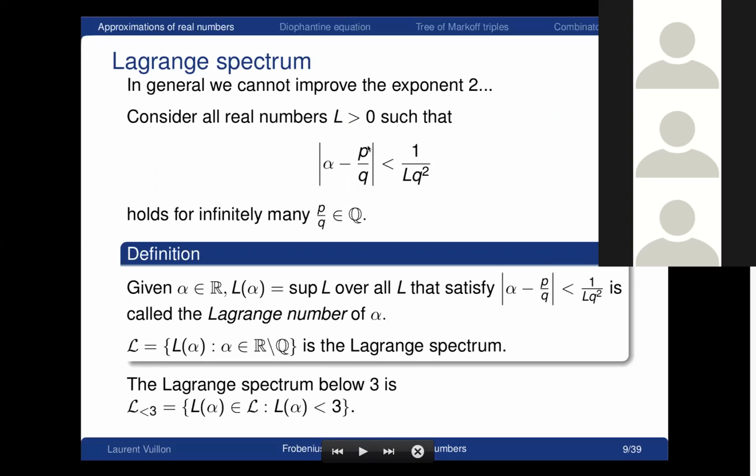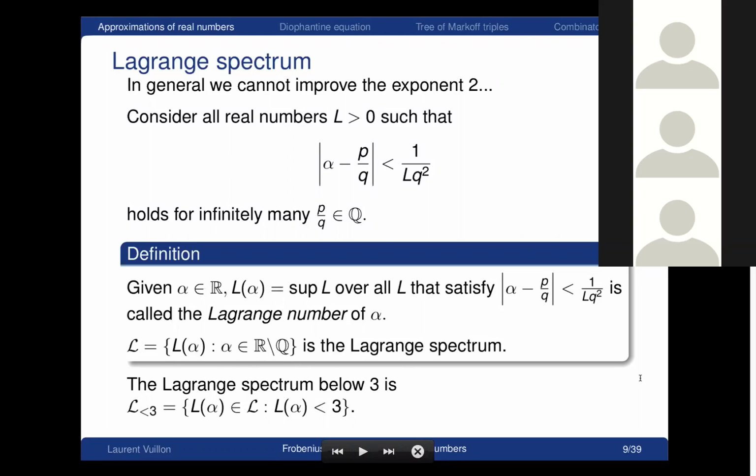And so we will try to look at the distance between alpha and p over q less than 1 over L times q squared. And we would like to investigate the real numbers L. And this is exactly the definition of the Lagrange spectrum and the Lagrange number. So if alpha is a real, then you compute L of alpha as the supremum over all L that satisfy exactly that alpha minus p over q in absolute value is less than 1 over L q squared. And then you define the Lagrange spectrum when you take alpha irrational.